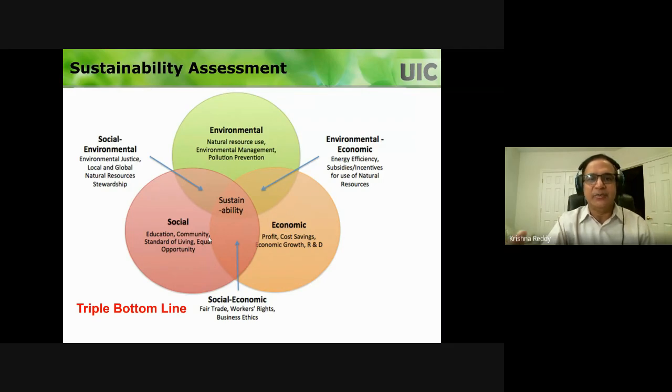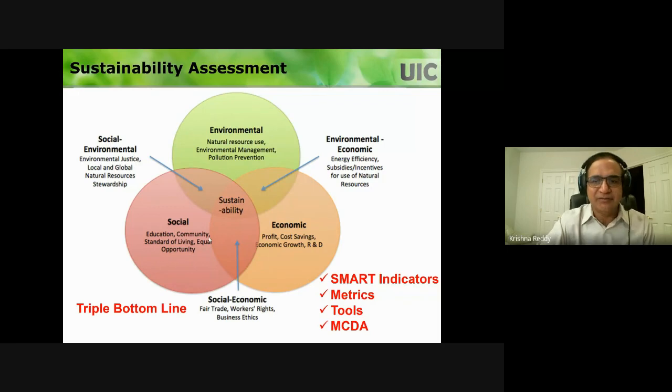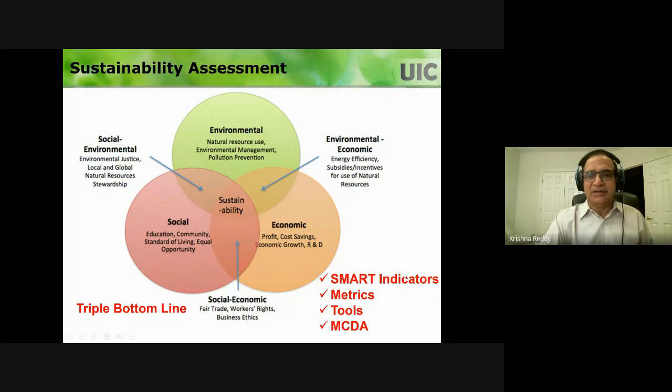But in doing that one, what are these triple bottom line impacts? What are the broader environmental impacts, broader economic impacts, broader social impacts? So you might have seen this one, but when it comes to the sustainability quantification, we really need to define what are these indicators. So what are the environmental indicators? What are the economic indicators? What are the social indicators? So we really need to define those things.